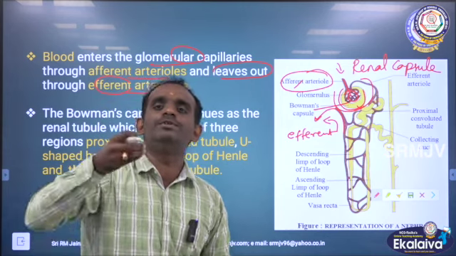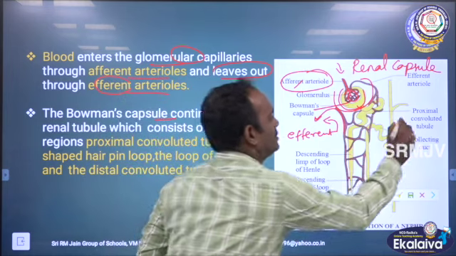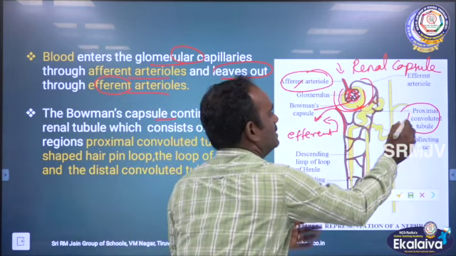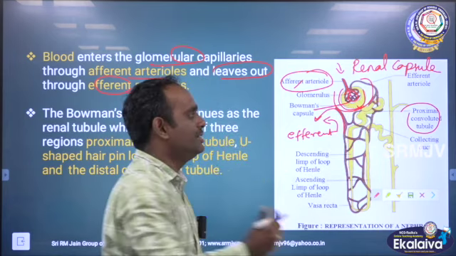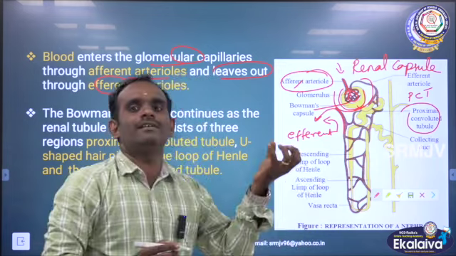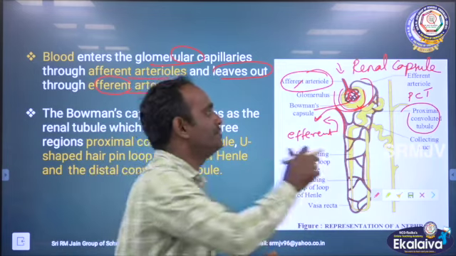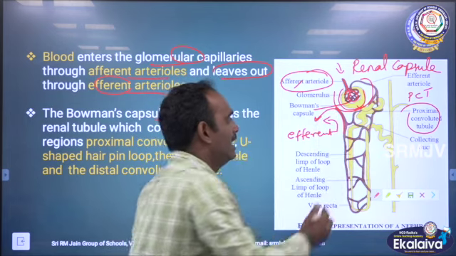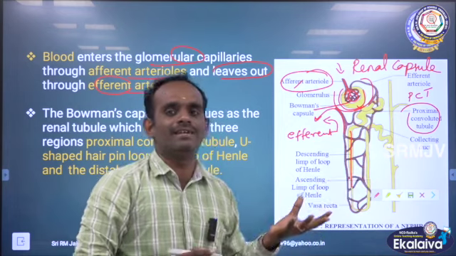Tubule is nothing but tube. It has three major parts. One is proximal convoluted tubule. That is a part just below the Bowman's capsule. In short, it is called as PCT, proximal convoluted tubule. It is a slightly bending tube. After that, a long tube, that is called loop of Henle.